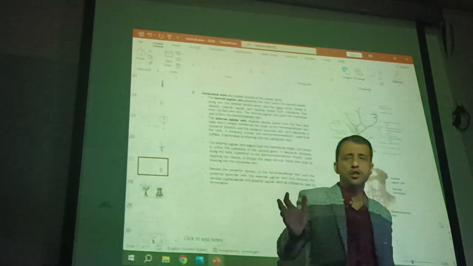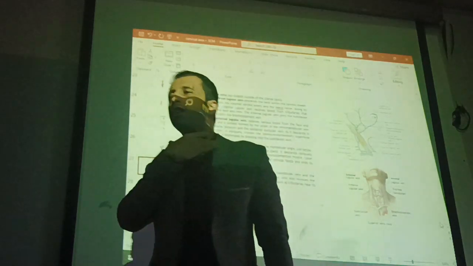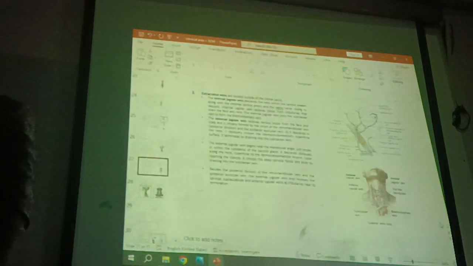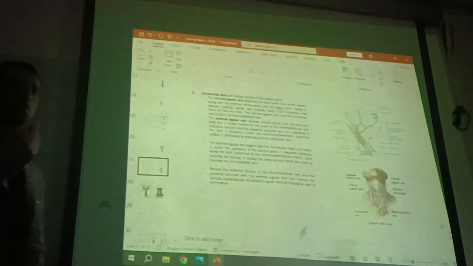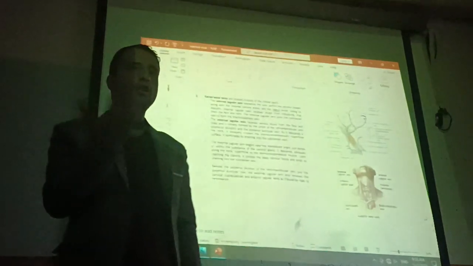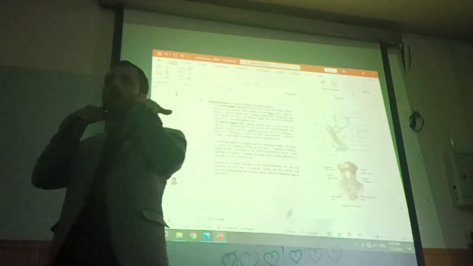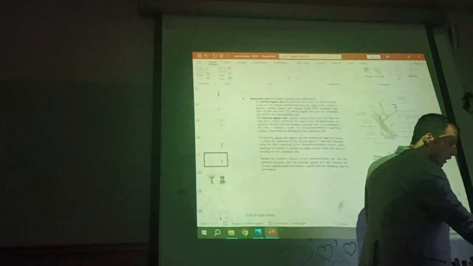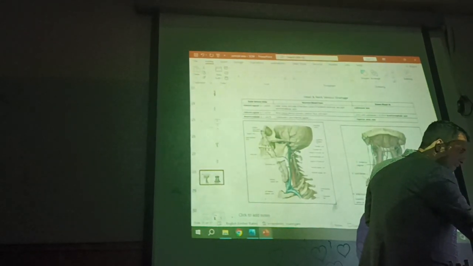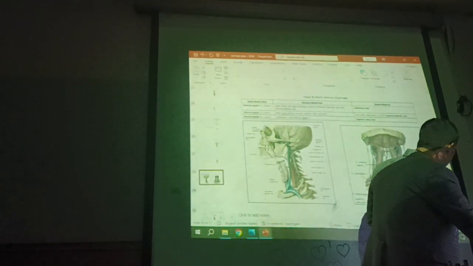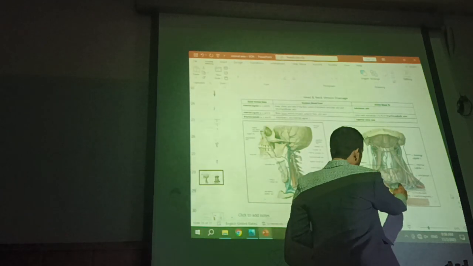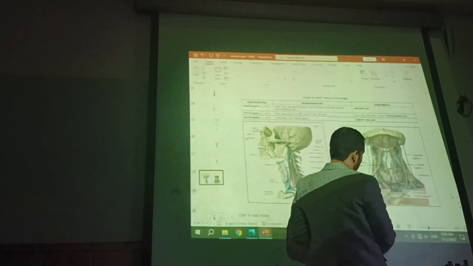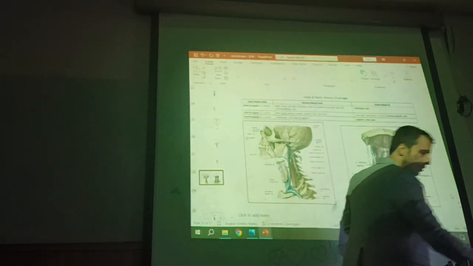Other veins are the supraclavicular veins, located here in the supraclavicular triangle, and also the superficial cervical veins, which are located in the superficial area of the neck. They drain to the external jugular vein. What is this vein? Ansa cervicalis. Yes.